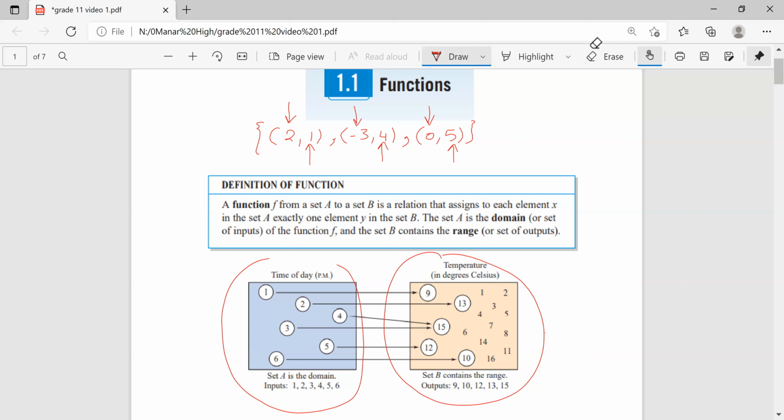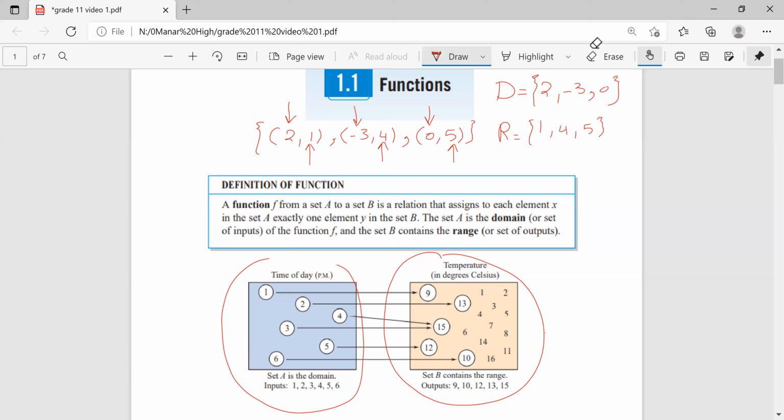So when we come to the domain, it will be 2, -3, and 0. Then the range will be 1, 4, and 5. So this is a relation.